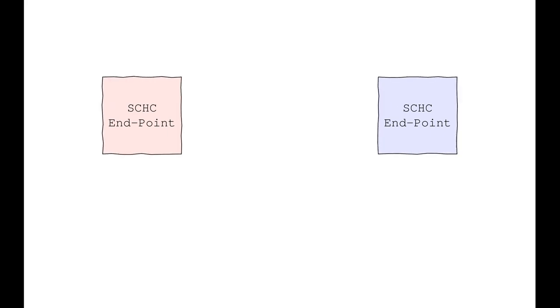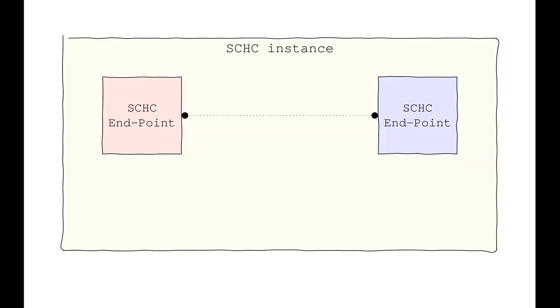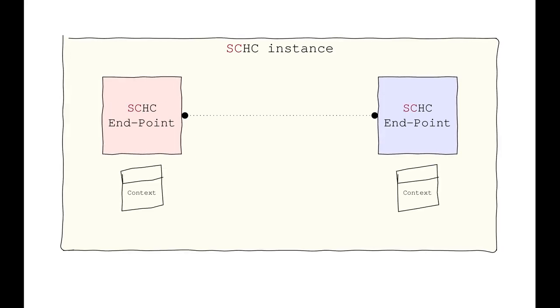Two critical concepts emerge. SCHC establishes a point-to-point association exclusively between two endpoints. The rule set or context must be identical at both endpoints. The two endpoints and their associated rules constitute a SCHC instance.